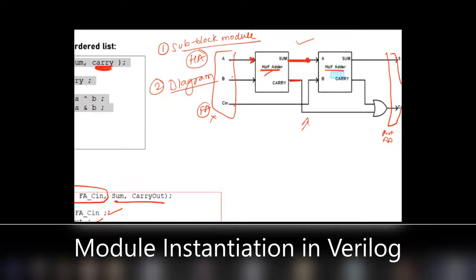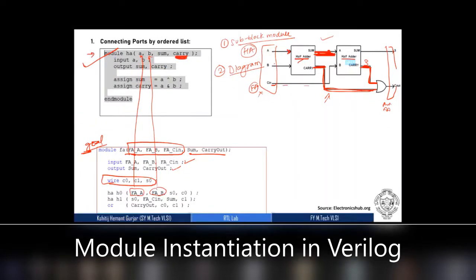What are the lines which are not connected directly to a port? This one, C in to B, is connected directly to your port, so we don't need a wire. This one is an intermediate wire, and this extra one as well. So we need three wires, and we have declared wires for that.